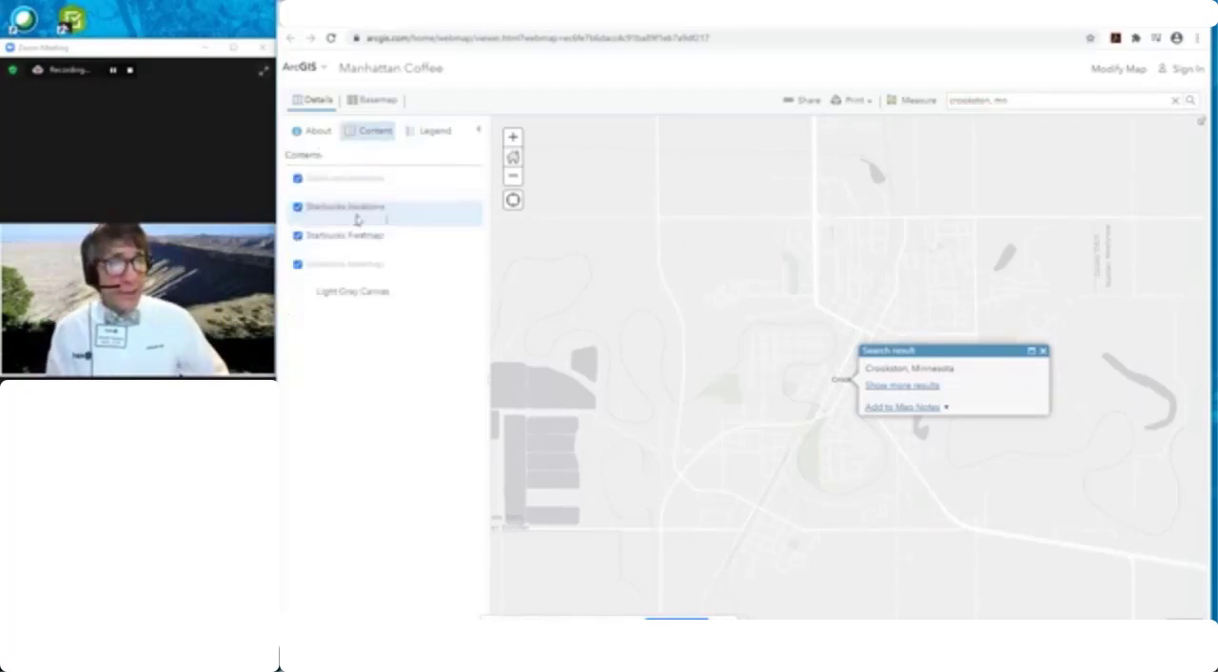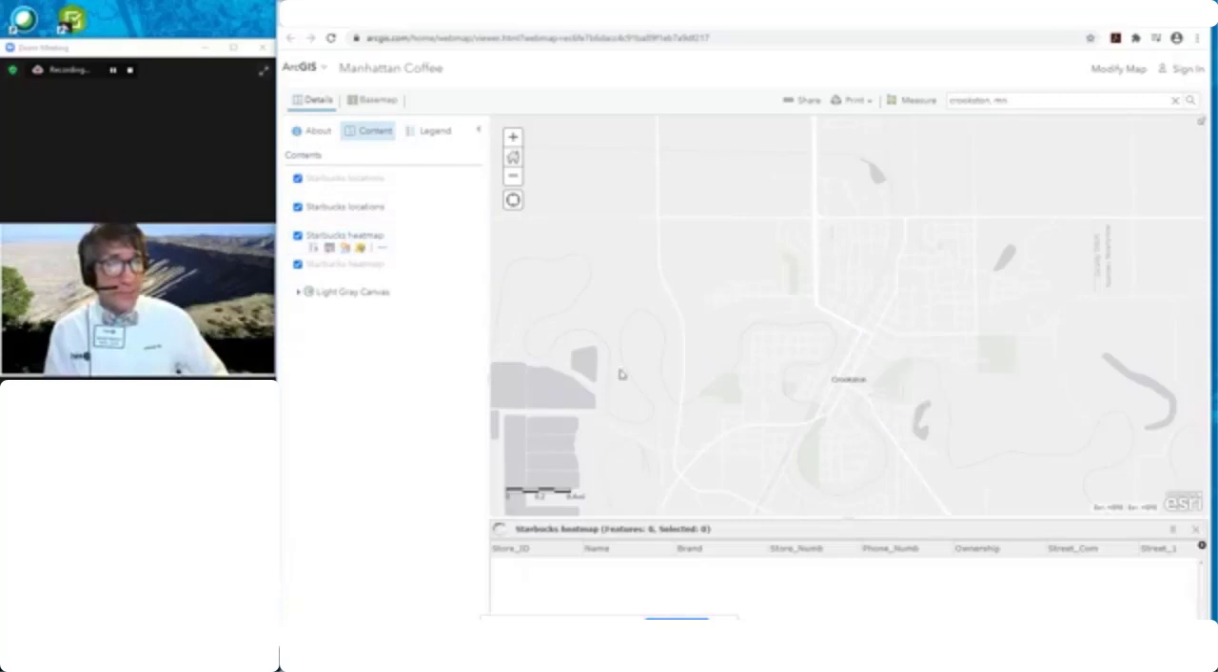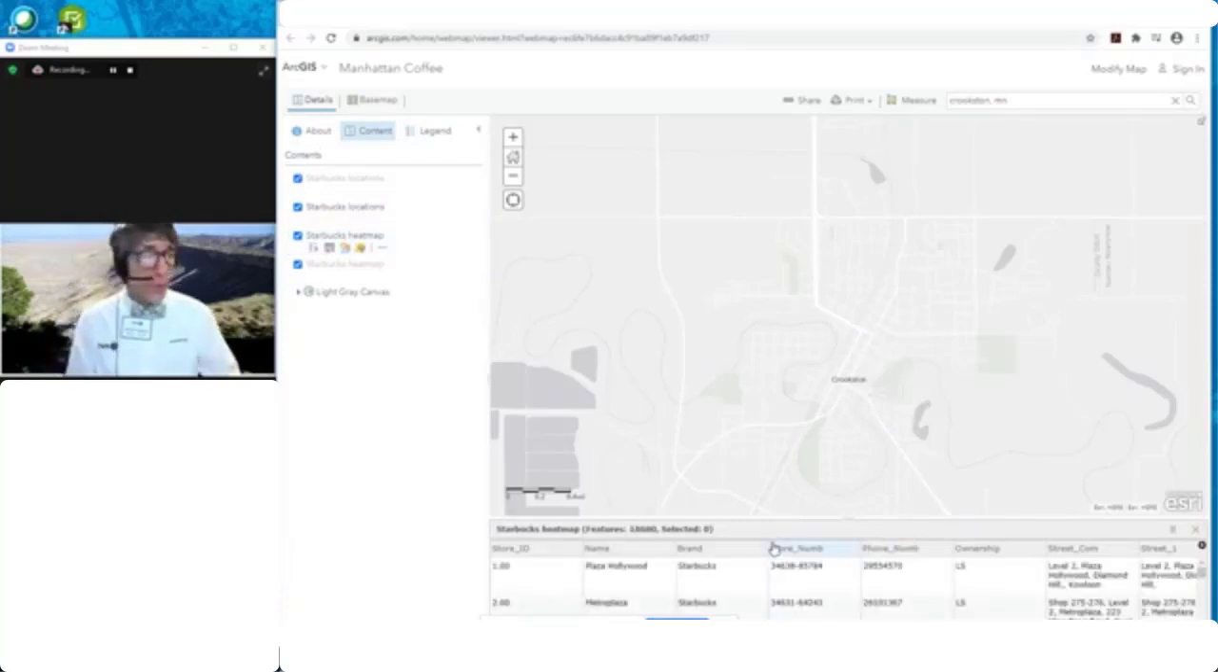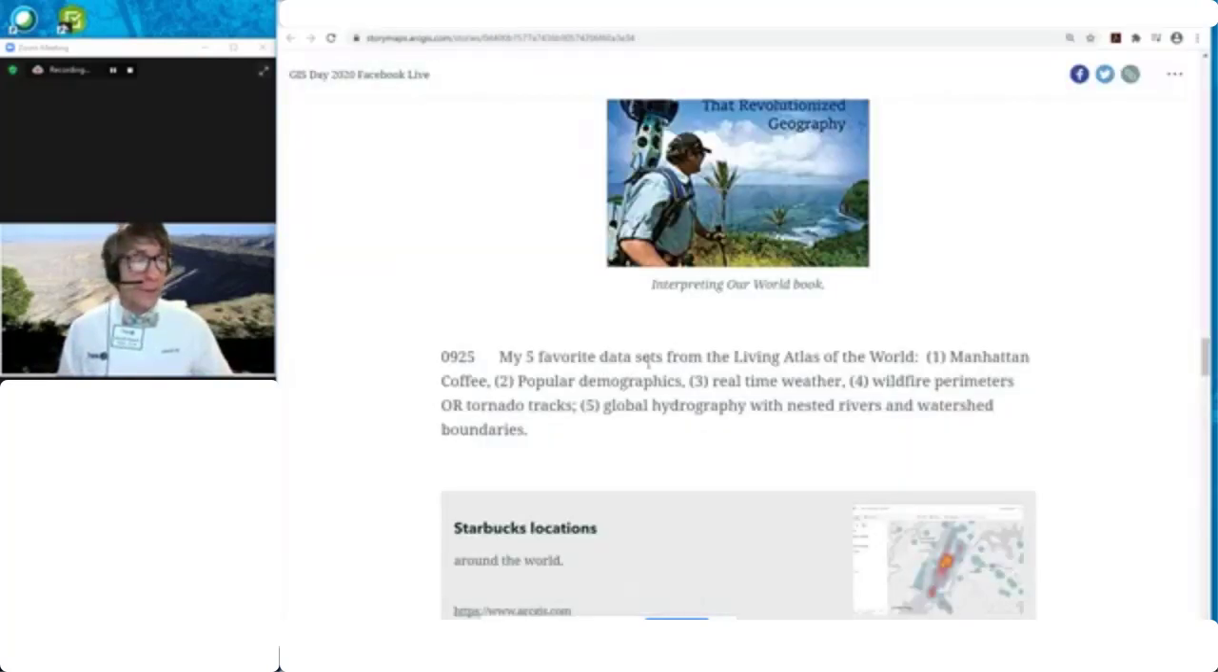And again, it's tied to a database, so you can actually look and symbolize these things differently, just like we were doing before inside ArcGIS Online. This particular one has 18,000 Starbucks locations. Again, being critical of the data and understanding where the data came from and how often it was updated is really important here. But I was looking at real-time weather with you before, but let's look at popular demographics for a moment, if you don't mind.